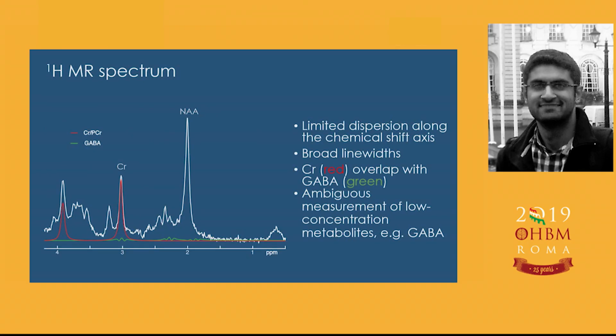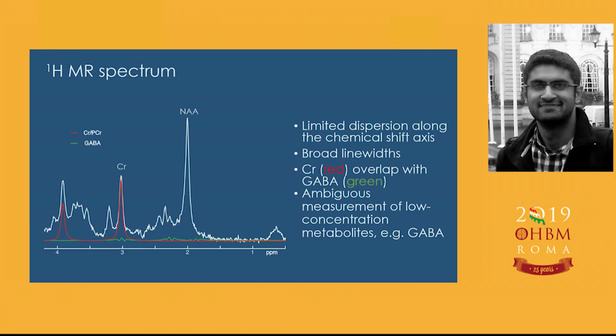So starting with why we need spectral editing. Over here we have a proton MR spectrum acquired using proton magnetic resonance spectroscopy. It's a widely used technique to measure endogenous metabolites such as NAA, creatine, choline. However, due to limited dispersion along the chemical shift axis and broad line widths, which is largely the problem at 3 Tesla, large signals often overlap with small ones. For example, over here, creatine in red overlaps with GABA in green. And this leads to ambiguous measurements of low concentration metabolites such as GABA and glutathione.